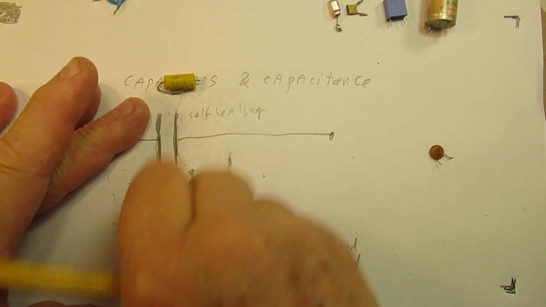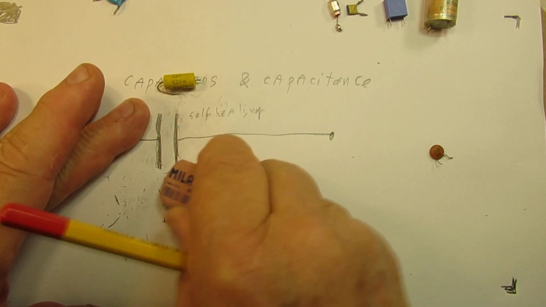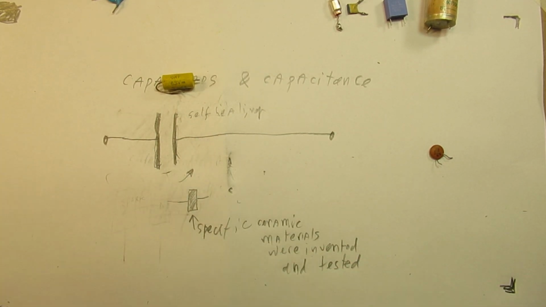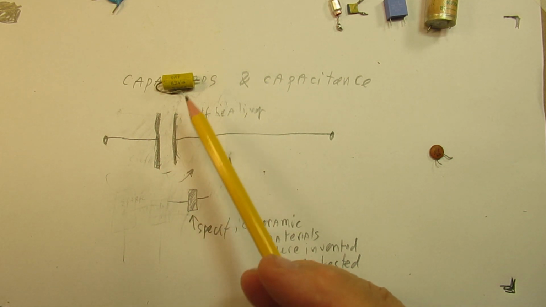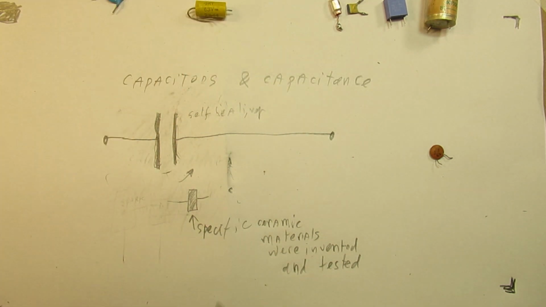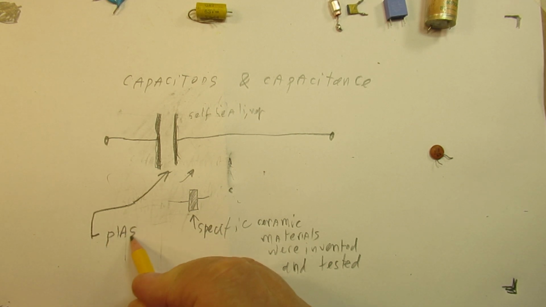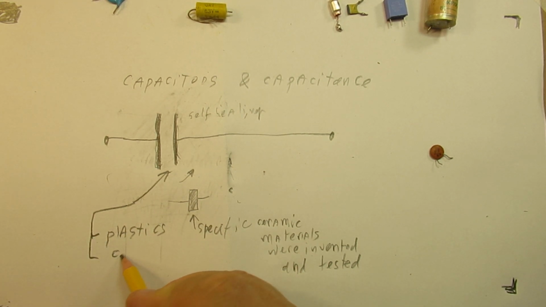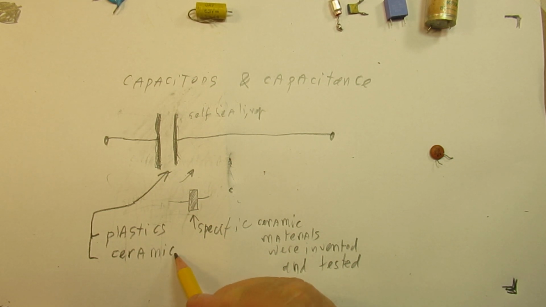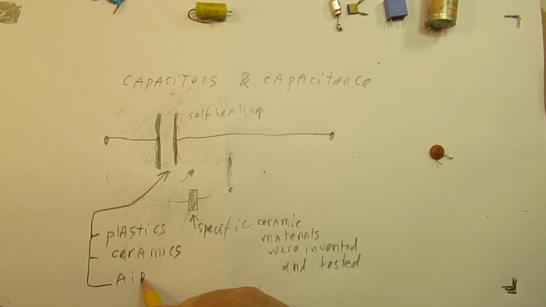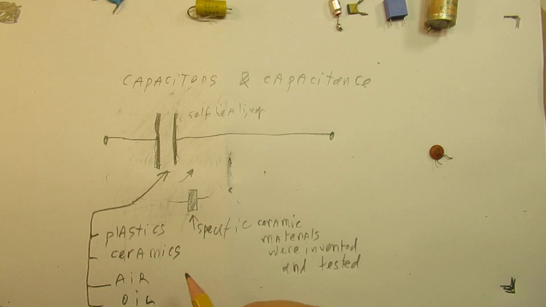Well, that's another issue, and I wanted to keep this all more or less basic. There are different materials as dielectric: plastics, ceramic materials, air, oil, all kinds of oils, of course.